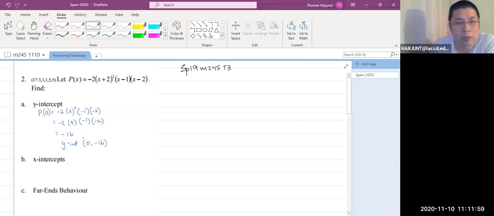How about the x-intercept? Notice that it's already in factored form, right? So the zeros are x equals -2 with multiplicity of 2 because it's squared, right? x equals 1, x equals 2, both with multiplicity of 1. Now, since the zeros are all real numbers, the x-intercepts are -2, 0, 1, 0, 2, 0.